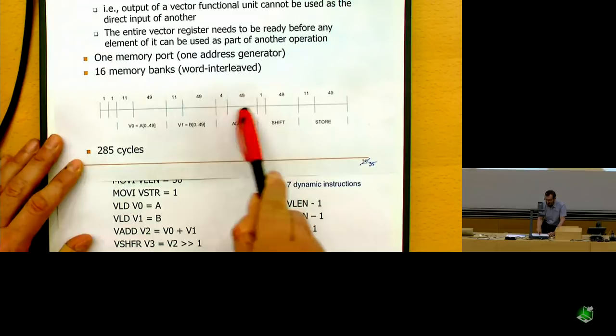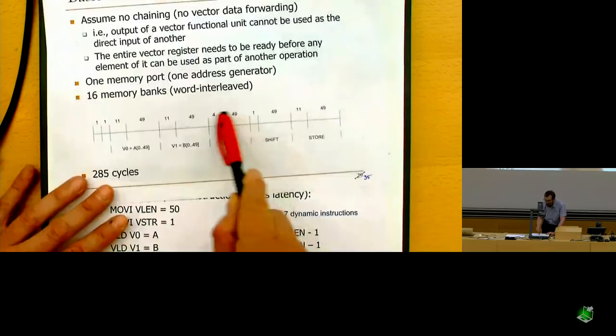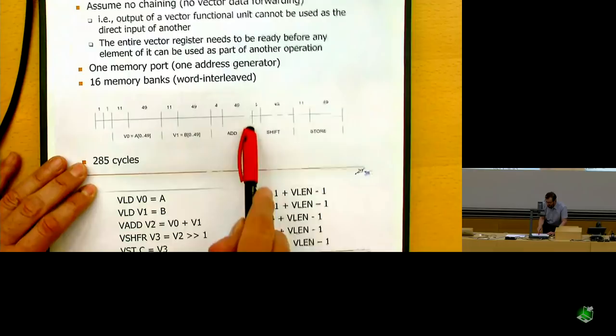Now you can see that this is very conservative, right? We could have actually started this shift earlier, but we're not because we're assuming no chaining, no vector data forwarding from one functional unit to another. We have to wait until the register is ready. And the register is ready at this point, all 50 elements are added. Now you can start the shift.